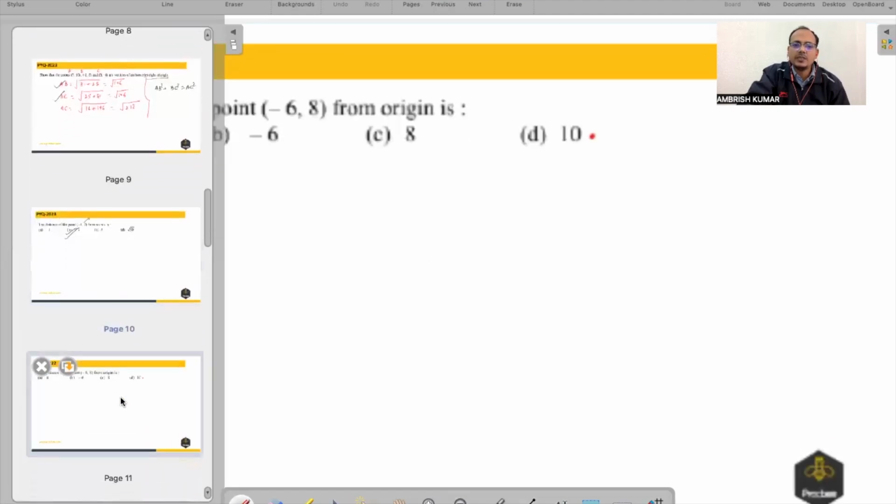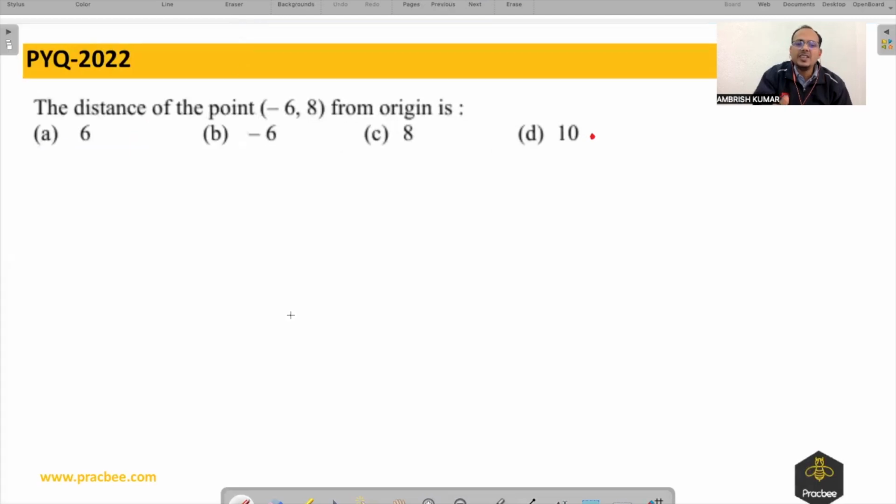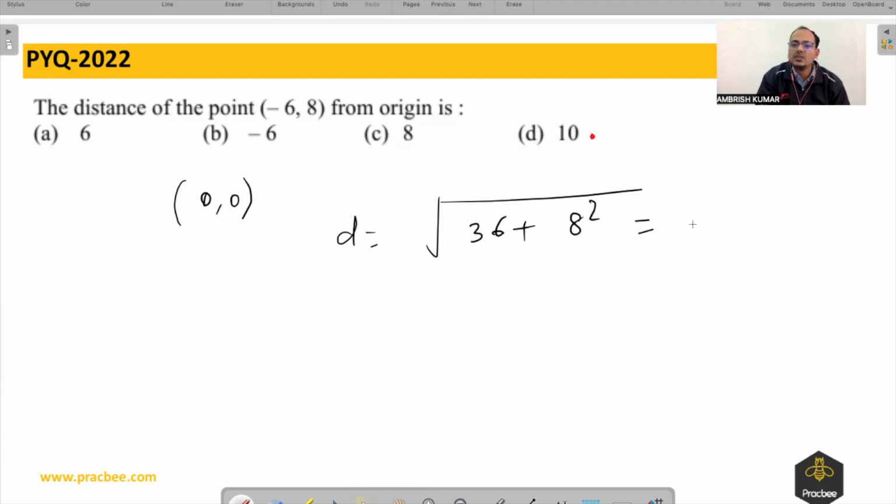Now moving to the next question. Distance of a point from origin. So look, the coordinate of origin is your 0, 0, right? So just negative 6, 8 and 0, 0. You just apply the distance formula. So the distance is going to be your square root of negative 6 minus 0 whole square, means 6 square 36, plus 8 minus 0 whole square, 8 square. So 64 plus 36, 100. So 10. This is the answer. So D is the correct option.